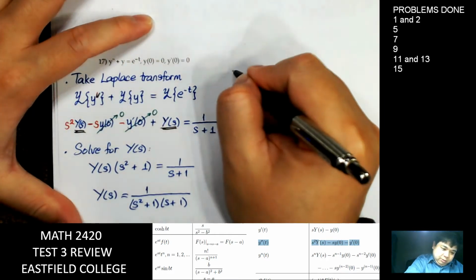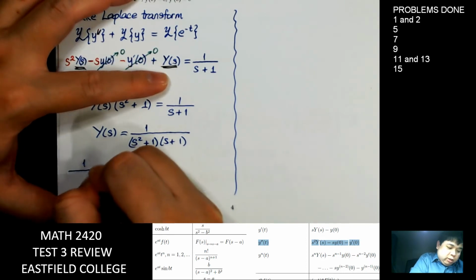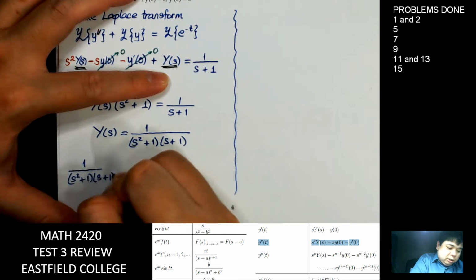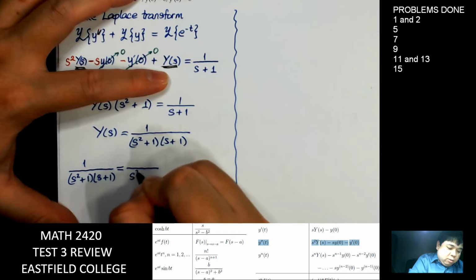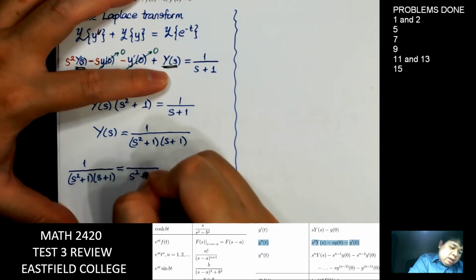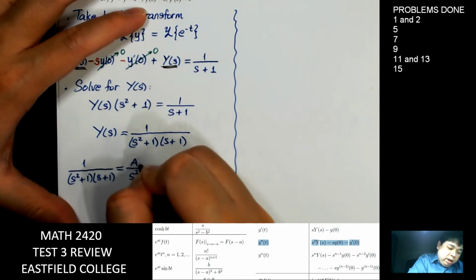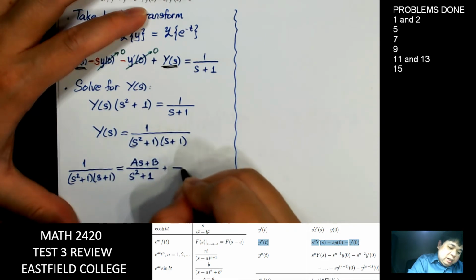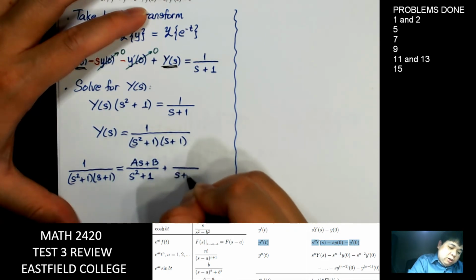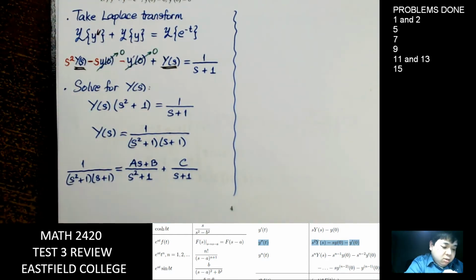Now the partial fraction: we have 1 over (s squared plus 1)(s plus 1). This is the second power, so the top has one less, and then the other one we just have s plus 1. So the power on top will be 1 less than the bottom.